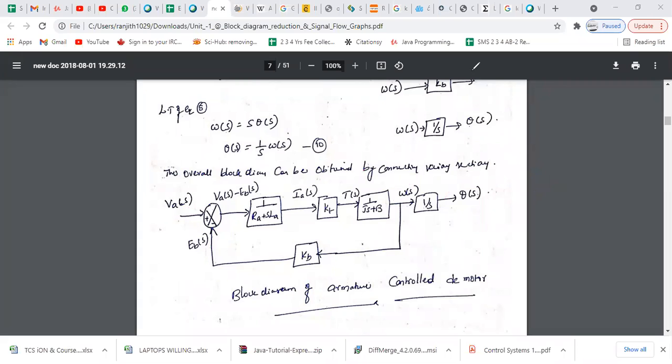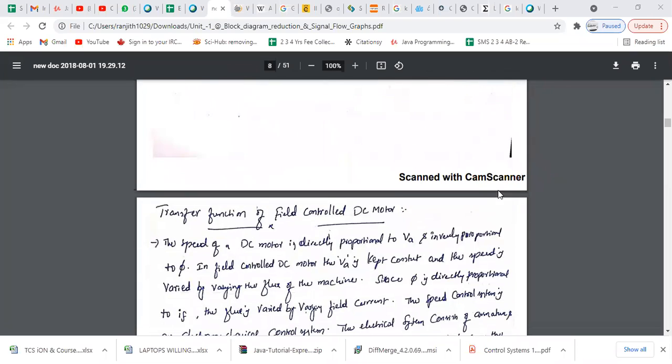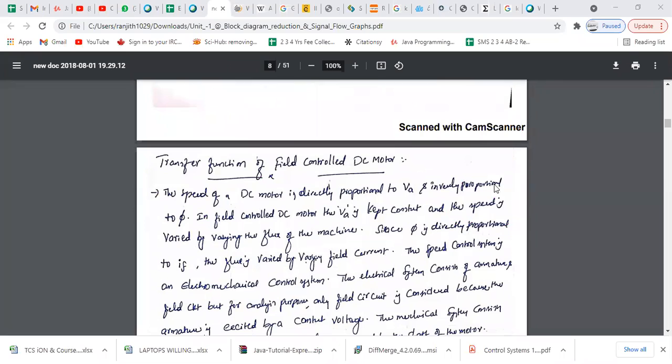Is it clear, all of you? Yes, sir. Right. Now we'll move to the field control section. In the field control motor, the armature section is ideal. In the field control DC motor, the armature section is negligible. We are considering only the field section.